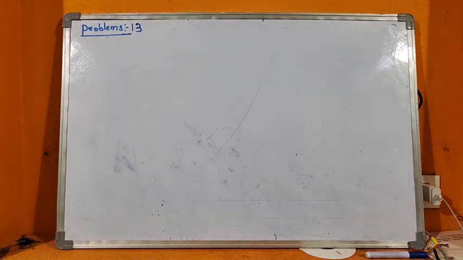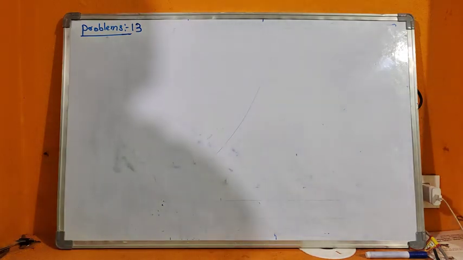Problem 13. The period of a simple pendulum is found to increase by 50% when the length of the pendulum is increased by 0.6 meters. Calculate the length and initial period of oscillation at a place where g is equal to 9.8 meters per second square.